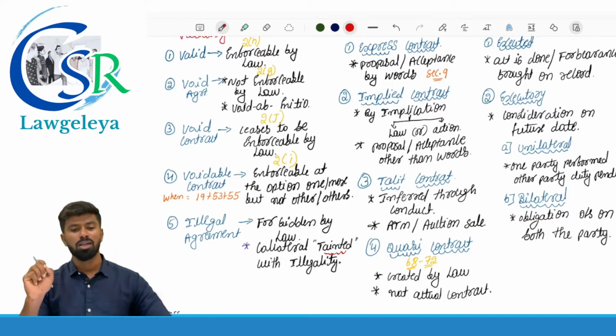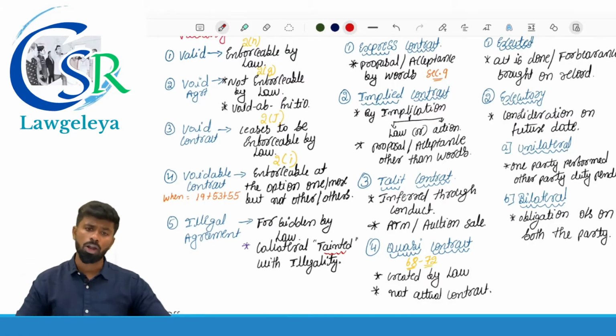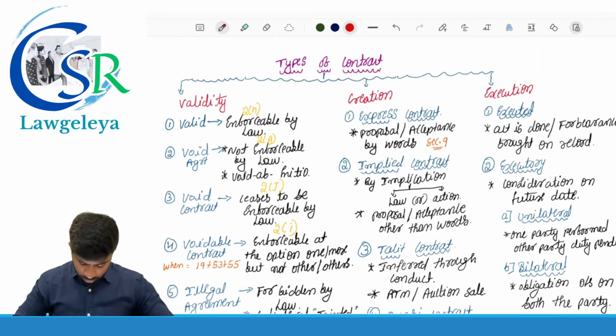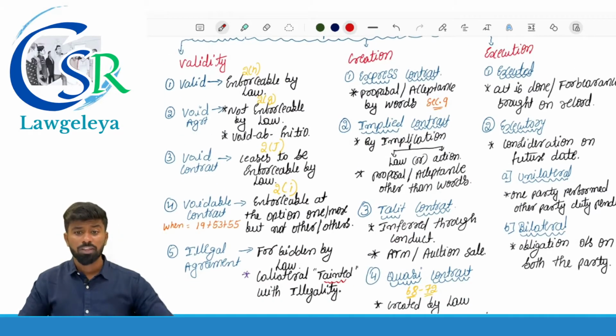In case of illegal agreements, even the collateral agreements are also tainted with illegality and hence they are void, not enforceable by law. Next one, on the basis of creation, means how the contracts are made. It can be classified into how many types? The following types. What is the first one? Expressed contract. Section number 9 provides that when the proposal or acceptance is expressed by words, it is called as expressed contract.